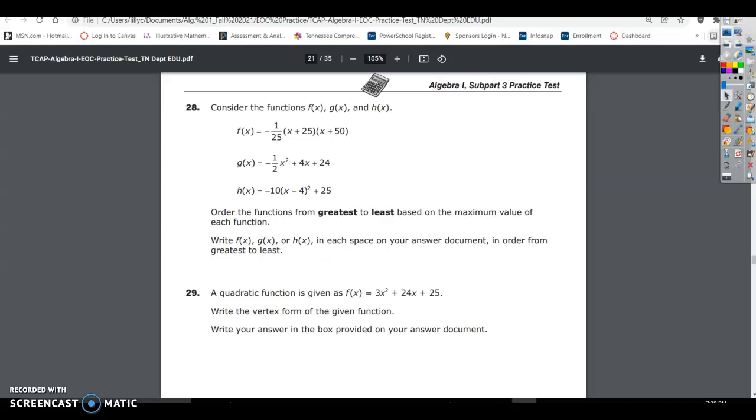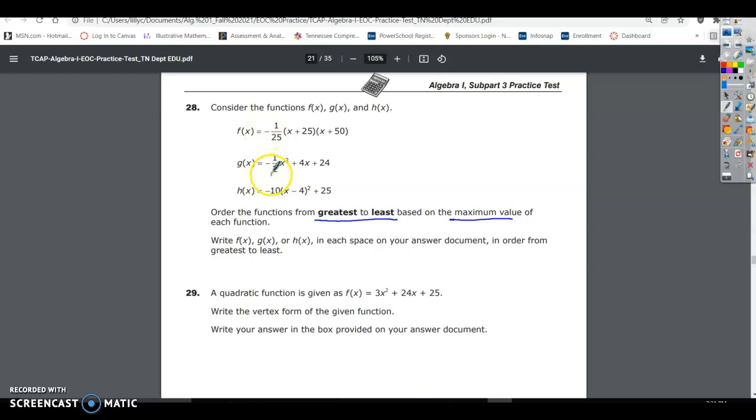Algebra 1 EOC practice test number 28. Consider the functions f of x, g of x, and h of x. Order the functions from greatest to least based on the maximum value of each function. So we need to order them from greatest to least based on their maximum value.